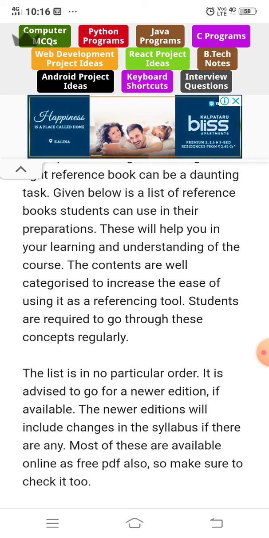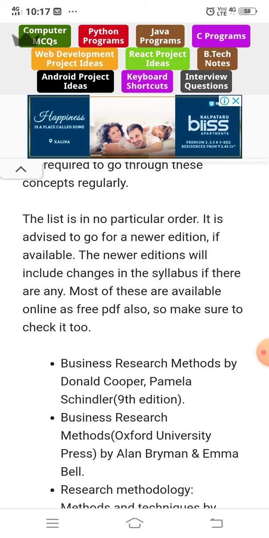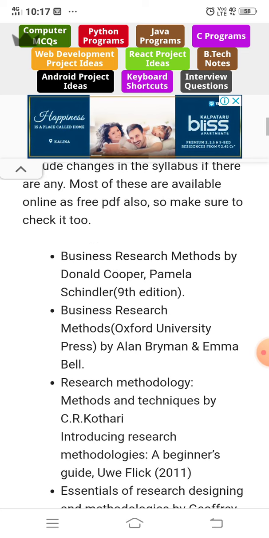The contents are well categorized to ease the use of it as a referencing tool. Students are required to go through these concepts regularly. The list is in no particular order. It is advised to go for the newer edition if available. The newer editions will include changes in the syllabus if there are any. Most of these are available online as free PDFs, so make sure you check them too.